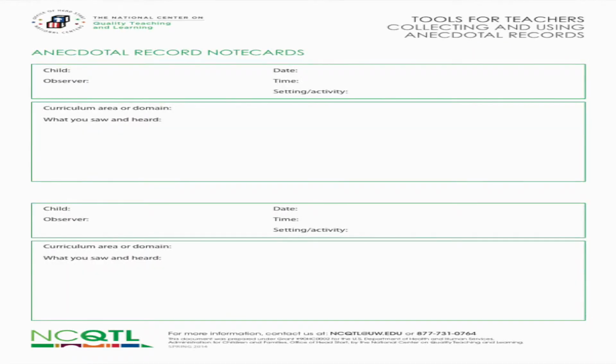Please note that many practitioners use note cards to quickly jot down the behavior as they observe it. The child's name, observer's name, the date, time, and setting is written on the observation card, along with what has happened during the incident. Later in the day, the practitioner transfers the information to the official anecdotal record form. The National Center on Quality Teaching and Learning, 2014.